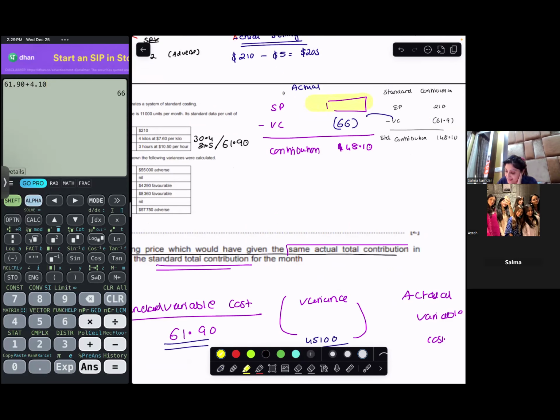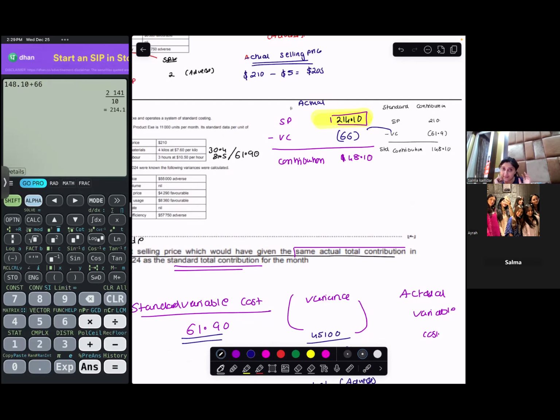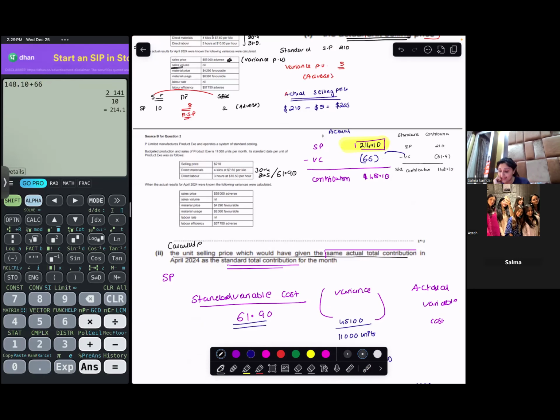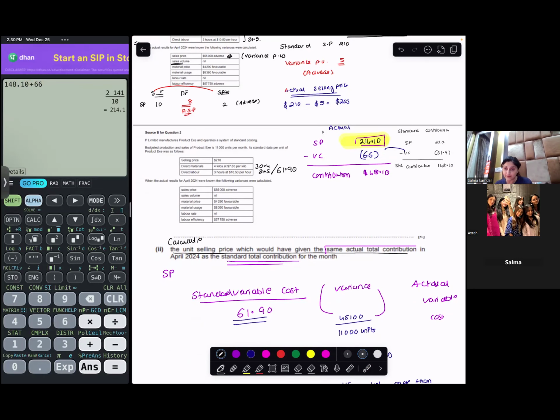My new selling price should be such that my standard contribution is equal to the actual contribution. So you add the 66 plus 148.10, so it will be 214.10. So this would become my actual selling price, in such a way that my standard contribution is equal to my actual contribution. I'm giving you time, please do it.